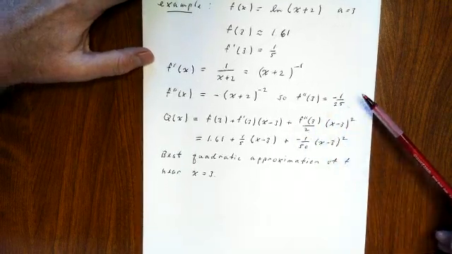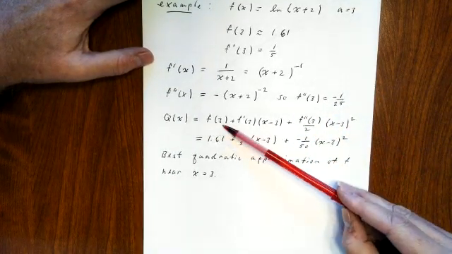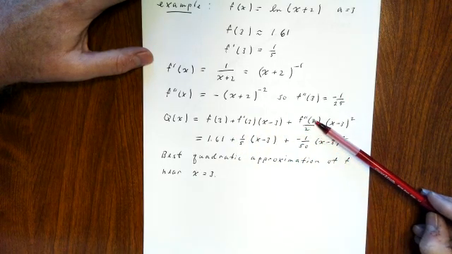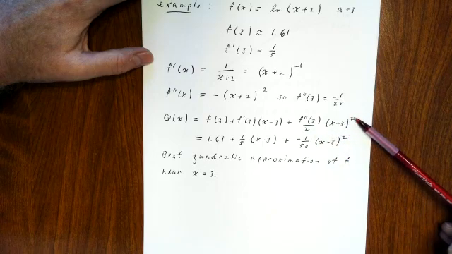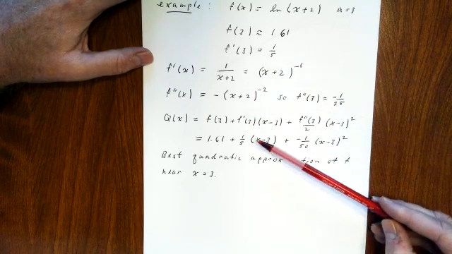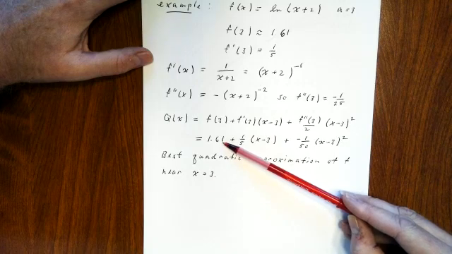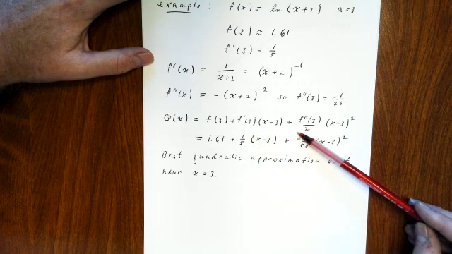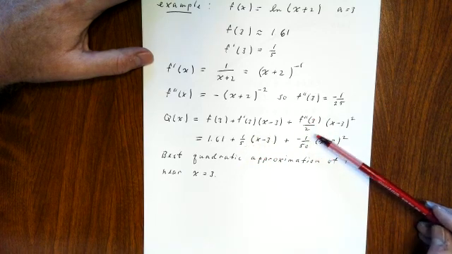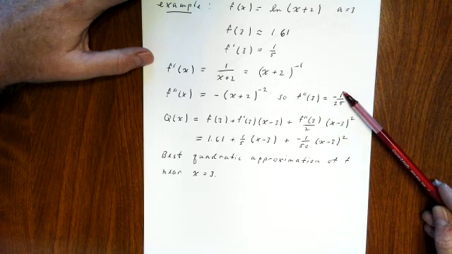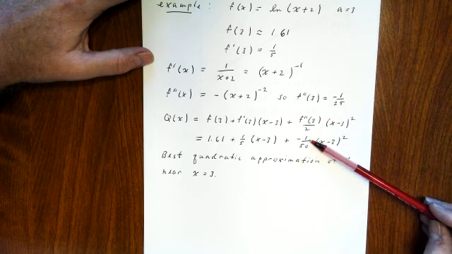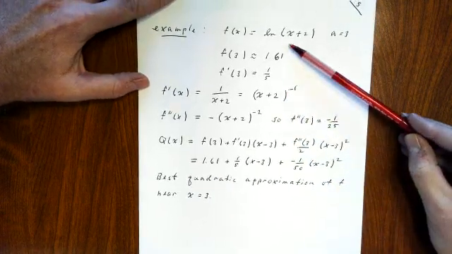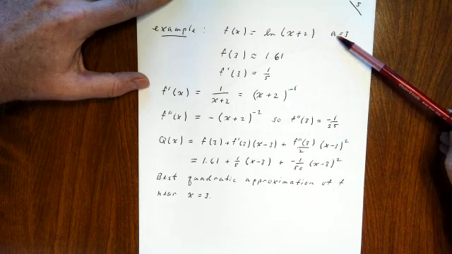So the quadratic approximation at 3 is f of 3 plus f prime of 3 times x minus 3 plus f double prime of 3 over 2 times x minus 3 squared. We've computed all the values, we just plug them in. f of 3 is 1.61, f prime of 3 was 1/5, and f double prime of 3 over 2 is minus 1/25 divided by 2, which is minus 1/50. So this is the best quadratic approximation of this function near 3.